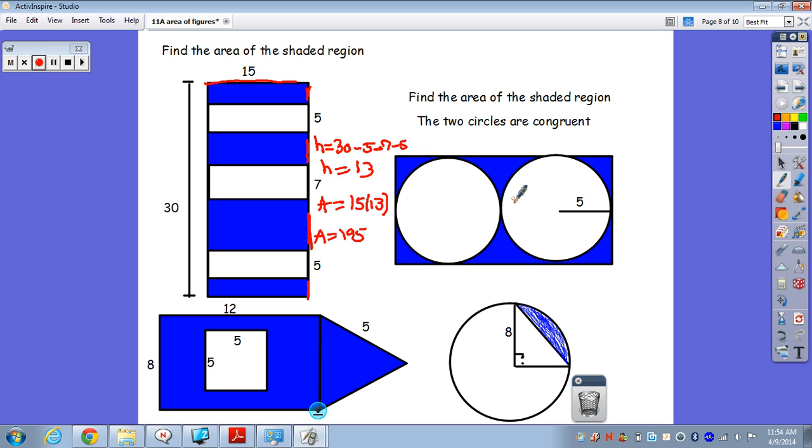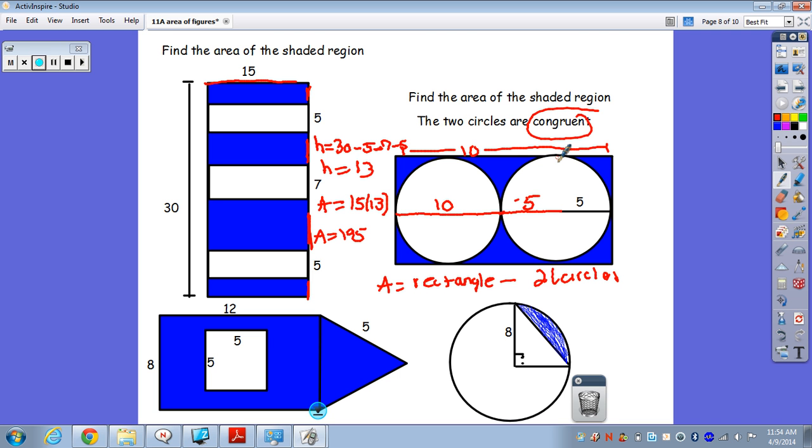This one, we want to find the area of the shaded region, 2 congruent circles. So we have a rectangle, and then we want to take away the 2 circles. So I need to do the area of the rectangle minus 2 times the area of one of the circles, because they said that the circles are congruent. So to find the rectangle, I'm going to draw the 2 diameters. This has to be 5 since it's a radius, and then this would be 10 because 5 plus 5 is 10. So the width or the length of the rectangle is 10.